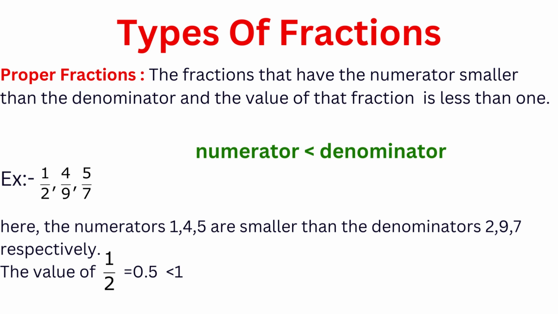Let's take 1 by 2. Here the numerator is 1 and the denominator is 2. So numerator 1 is less than the denominator 2. So such type of fractions are called proper fractions. If you take the value of 1 by 2, 1 by 2 is equal to 0.5, which is less than 1. That means in proper fractions the numerator is less than the denominator.